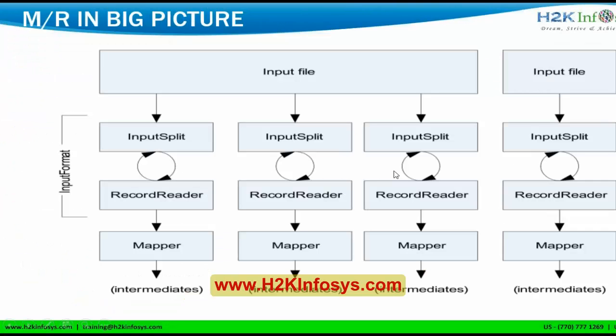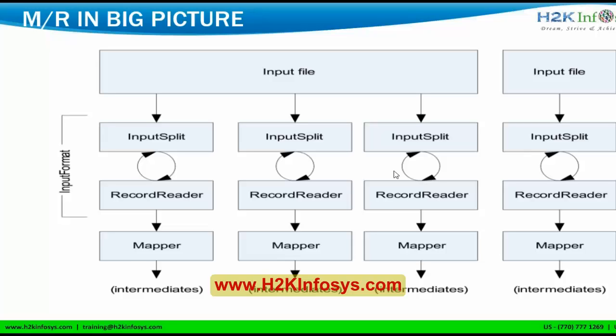So if we see our MapReduce in a big picture, the first thing that happens is we get the input file. In this picture, my first input file was divided into three input splits, and the next input file is divided into only one input split. After it is divided into splits, there should be someone able to read our input splits in the form of key value pairs, right?